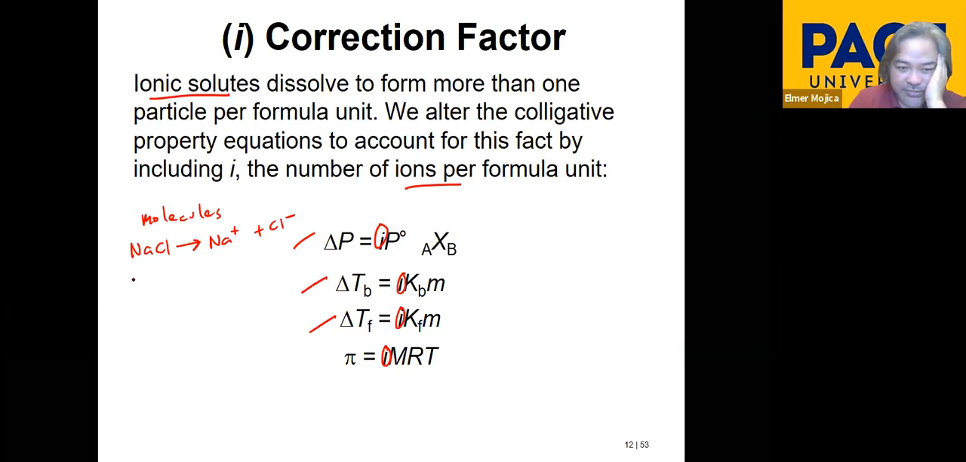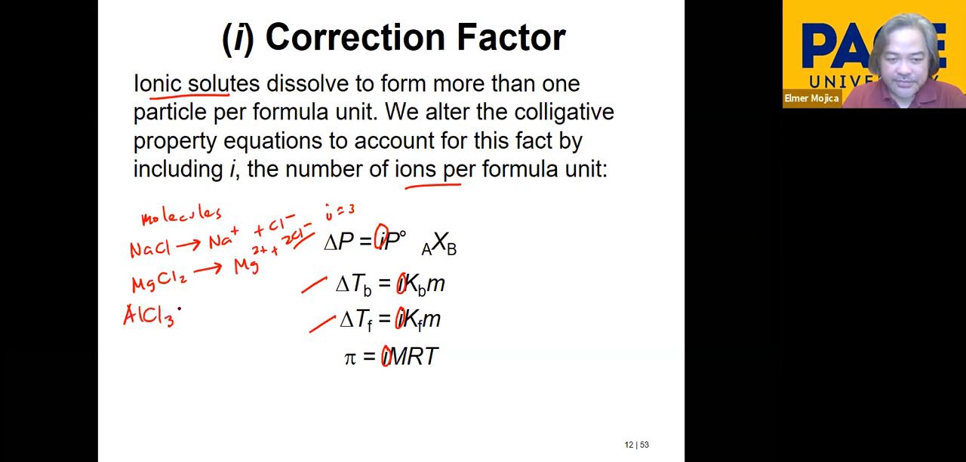If you have, let's say, magnesium chloride, what is the value of your i? Anyone? This will dissociate to give magnesium 2 plus and 2 chloride, so i would be equal to 3. And if you have aluminum chloride, you will have Al 3 plus and 3 Cl minus, so your i is equal to 4.